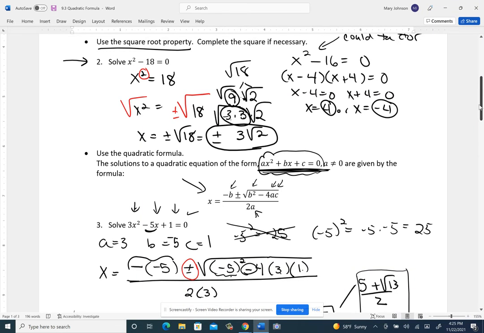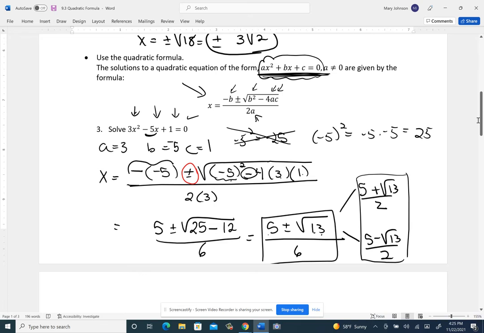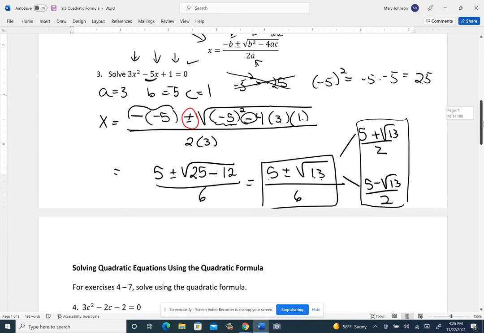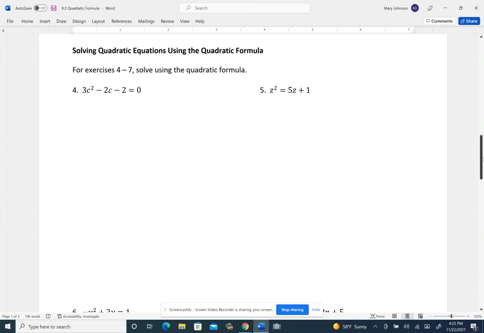Okay, so let's now focus on more of solving using the quadratic formula. So whether or not it can be factored or done in some other way, we're going to solve using the quadratic formula on all of these. Okay, so the first thing you want to make sure of is that your equation is in descending order equal to 0, which it is.